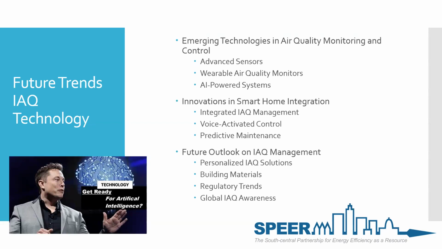So then the future outlook for that is personalized IAQ solutions. So tailoring air quality management for individual health data. So if the person has asthma, the house can be set up for someone with asthma to lower parts per million more than for someone without respiratory issues or a cardiac issue, or if someone suffers from headaches or dizziness.